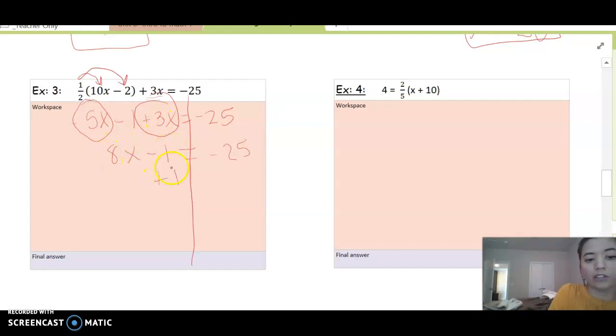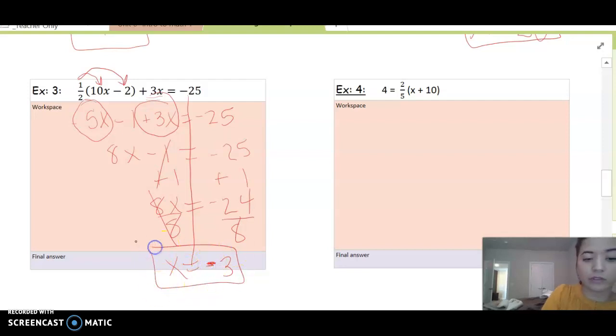I'm going to add 1 to both sides. Inverses cancel. Negative 25 plus 1, I'm going to get less negative. So I'm going to have negative 24. 8 times x, so I can divide both sides by 8. Those cancel, and I get x equals 3. My 24 was negative, my 8 was positive. Opposite signs tells me negative answer. So I get x equals negative 3.